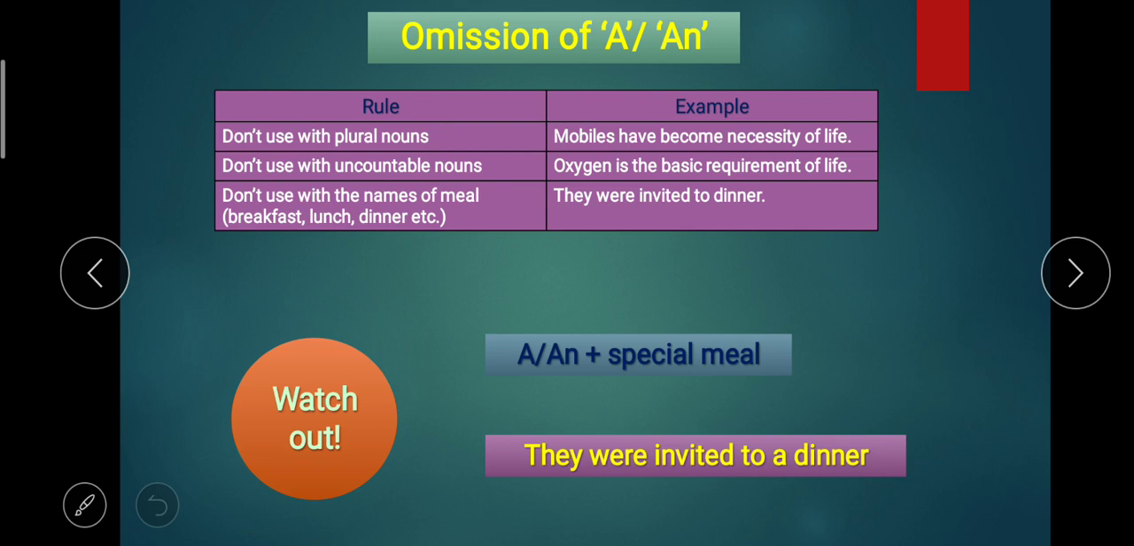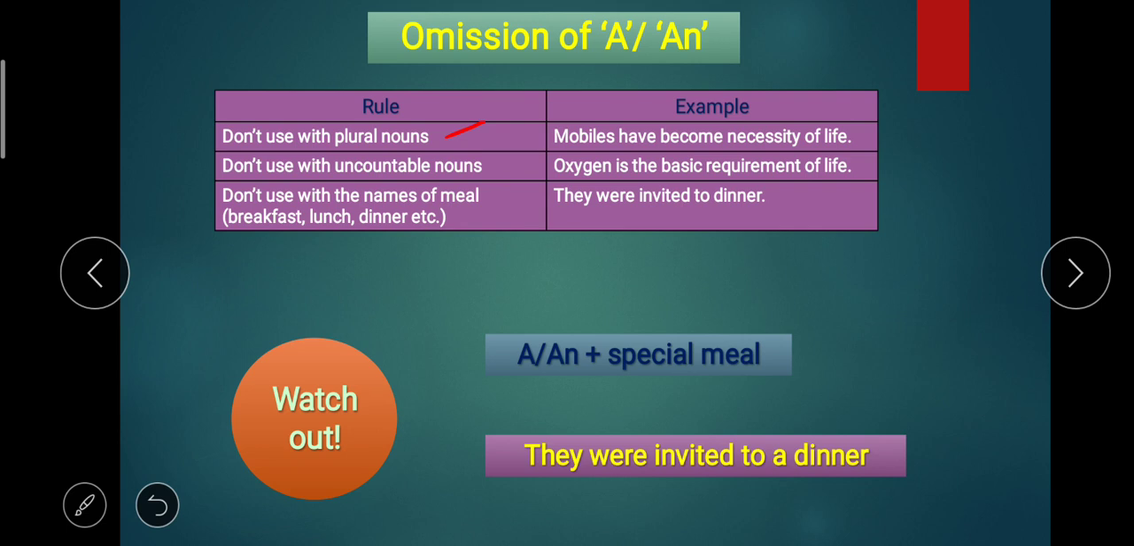Now omission of a or an means when to use zero article. We don't have to use it. So there are three situations. Number one, don't use a or an before plural nouns, because a or an means just one in number, but with plurals there are many in number. That's why we don't need any article, but other articles can be used before them. But in this slide we are talking especially about a or an, so that's why we'll drop them.